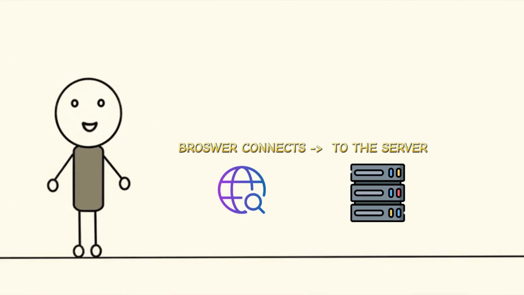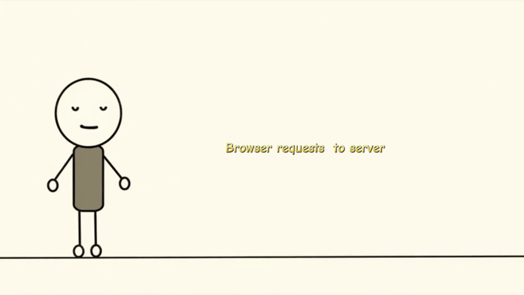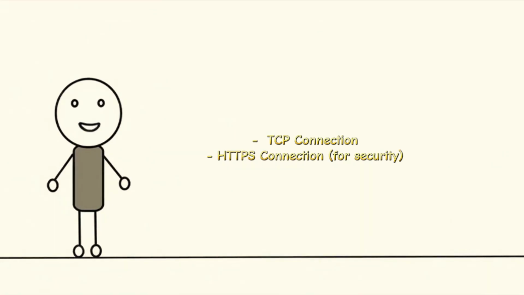Next, the browser connects to the server. Now that the browser has the IP address, it's time to talk to the server. Your browser sends a message like, hey server, I want the page of this website. Before data is sent, a few things happen. First is the TCP connection. The browser and server agree how data will be sent, in what order, and how to handle errors. Next is HTTPS and security. If the site uses HTTPS, encryption is set up, the identity of the website is verified, and data is secured. Once this handshake is complete, the browser officially asks for the website content.